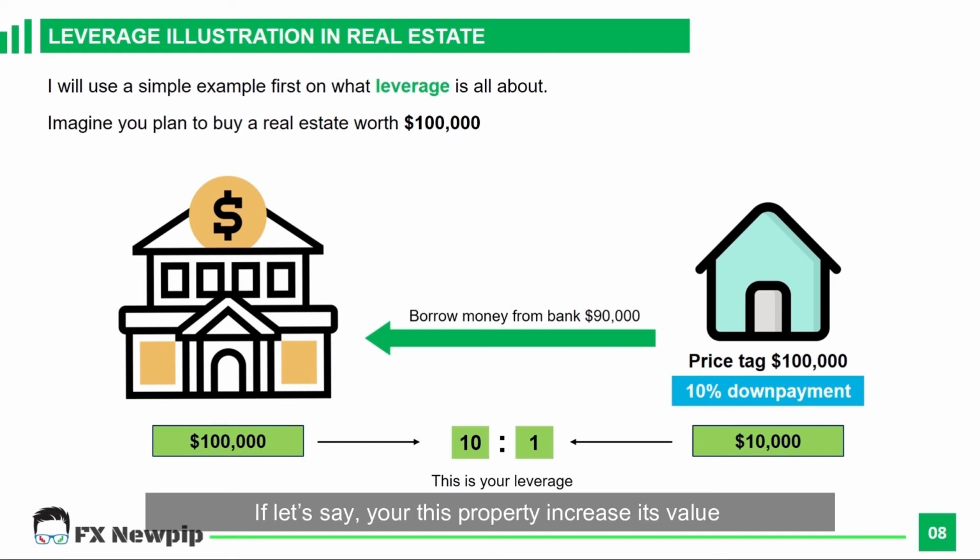If, let's say, this property increased its value to $150,000 in 5 years' time, then you make an extra $50,000. If the house value decreased from $100,000 to $80,000, you still need to pay to the bank the loan amount $90,000 that you took. This doesn't include the interest rates and other costs.